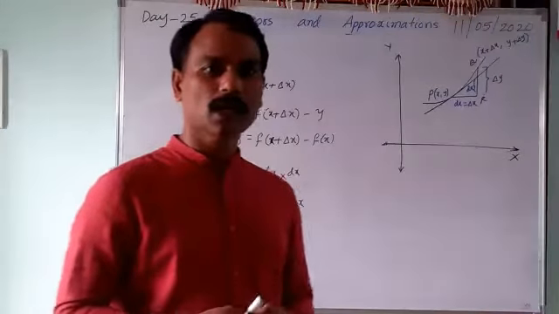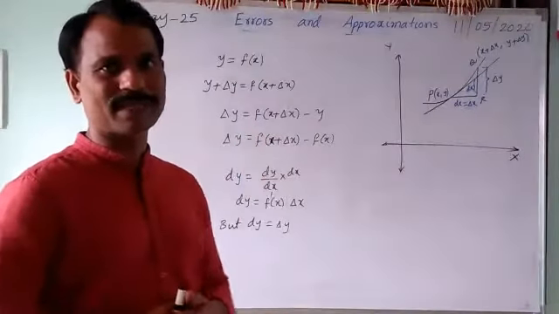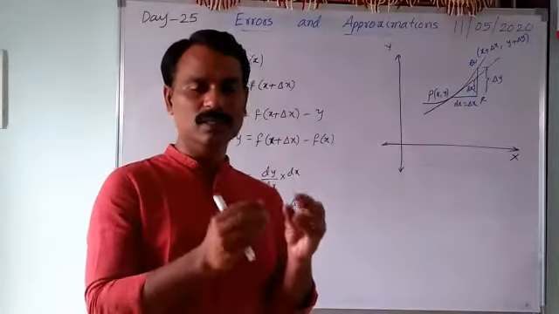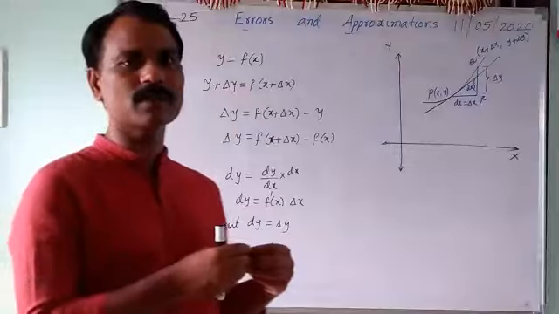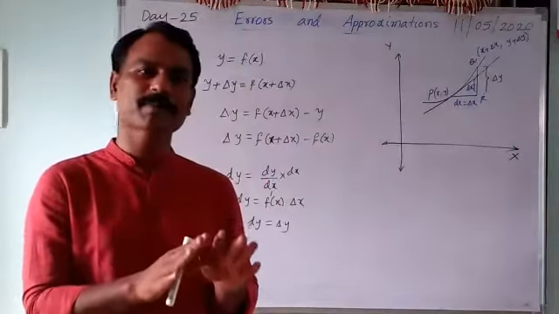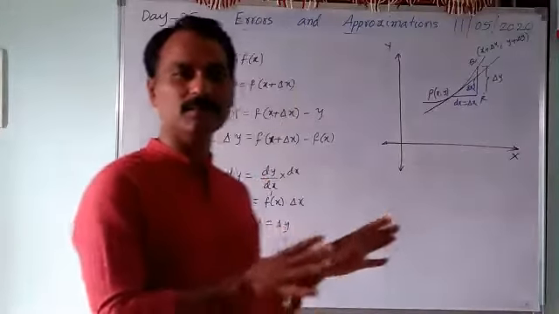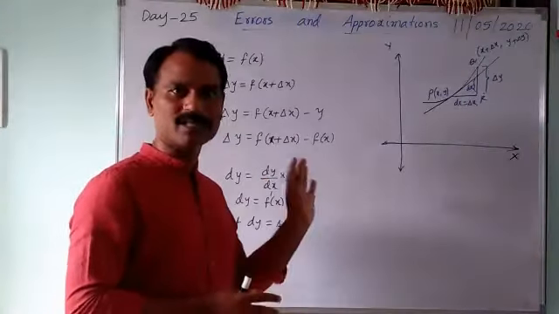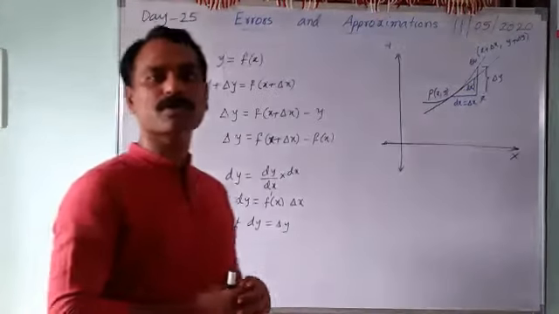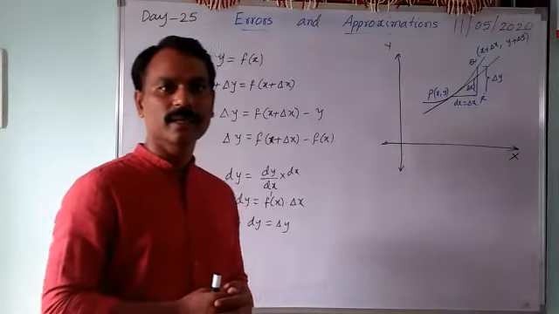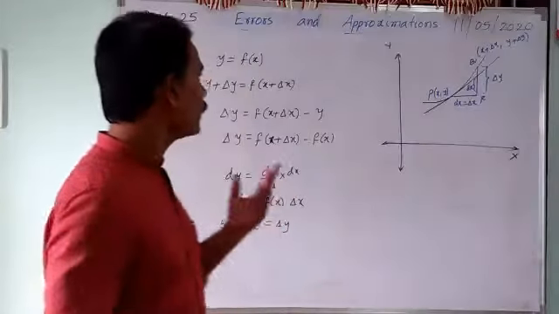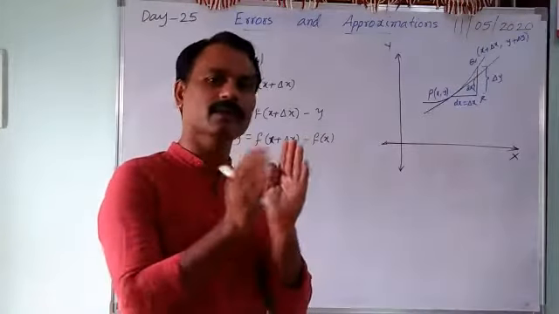Now I am going to start the next concept, errors and approximations. It is a simple topic for our PU purpose. Sometimes we will get bits in CET level and we don't expect any bits in JEE side. It is simple for PU level for understanding. What we call it: differential errors and approximations. This chapter is only for PU level for understanding purpose.